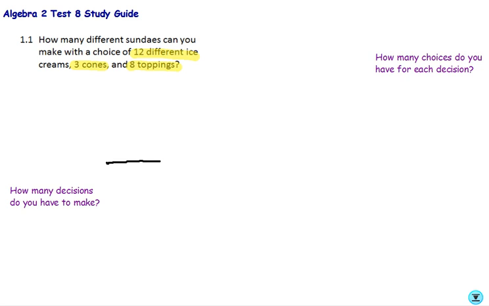You have to decide what kind of ice cream you want, and then you have to decide what kind of cone you want, and then the final decision is on toppings.